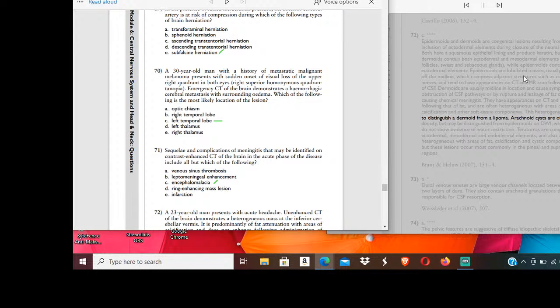Arachnoid cysts are of CSF density but may be distinguished from epidermoids on DWI where they do not show evidence of water restriction. Teratomas are composed of ectodermal, mesodermal, and endodermal elements, and also appear heterogeneous with areas of fat, calcification and cystic components, but these lesions occur most commonly in the pineal and suprasellar regions. Brant and Helms, 2007, 151-4.